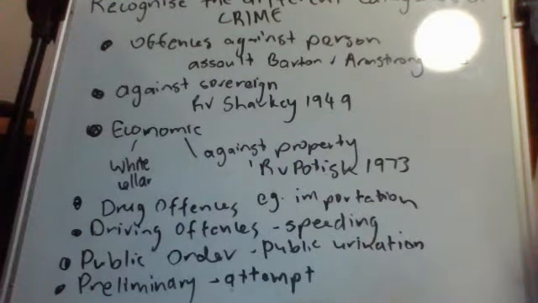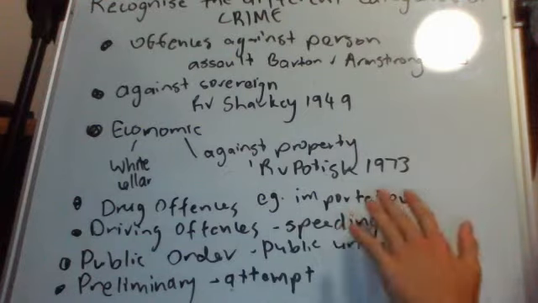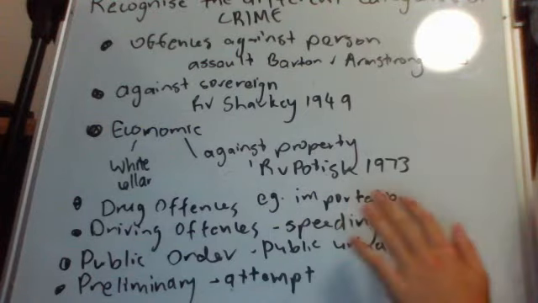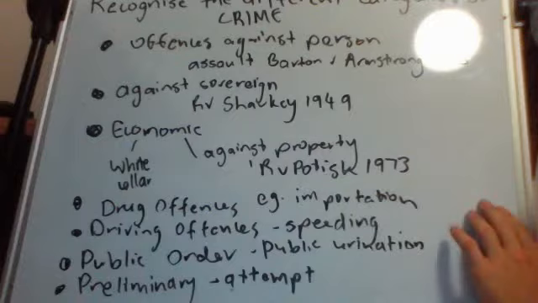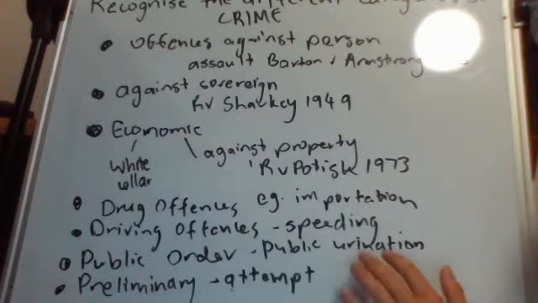Then move on to drug offences. This is quite an easy one. It's stuff just like manufacturing, importation, the cultivation and distribution of drugs. So that one's a pretty easy one. Then we have driving offences. This is actually a very interesting one.